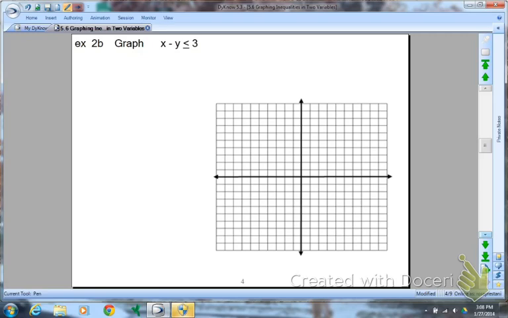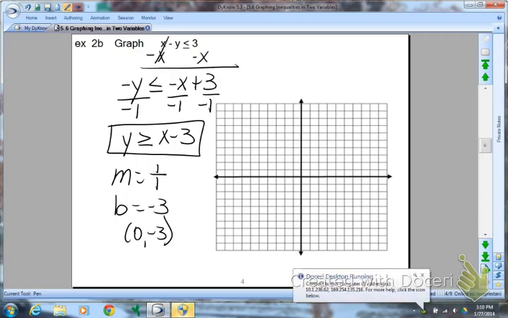Y'all do example 2b. Make sure that you solve for y correctly. You had to subtract x, and then you had to divide by a -1, and when you divided by a -1, you flip the symbol. So, check your answer when you solve for y. Do you have y is greater than or equal to x minus 3? Do you have that?